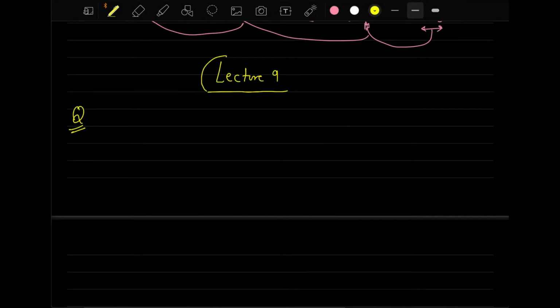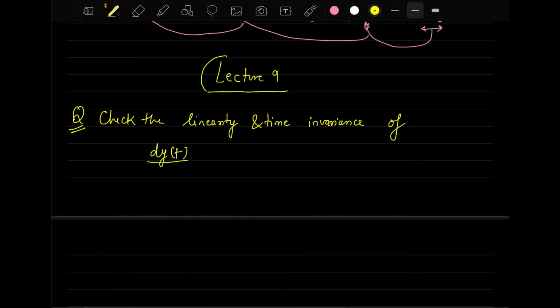So you have to check the linearity and time invariance of the following differential equation, that is dy(t)/dt plus a0 y(t) equal to b0 x(t). Let me know whether this particular differential equation is time invariant and linear or not.